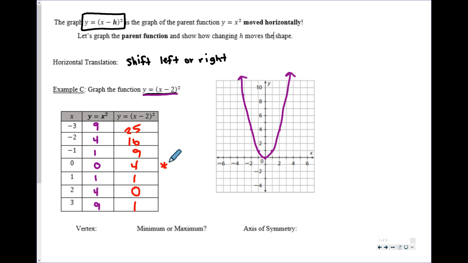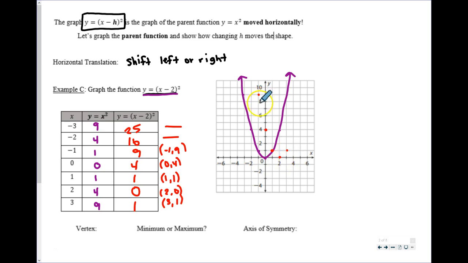So I'm going to plot this 0, 4 first. So there's 0, 4. Let's plot the 1, 1. In fact, let's write these out here to help us. This is 0, 4. This is 1, 1. This is 2, 0. This is 3, 1. This is negative 1, 9. And these I'm not going to graph because our grid doesn't have it on there. Okay, so we're just going to graph these 5 points. So 0, 4, negative 1, 9, 1, 1, 2, 0, and 3, 1.